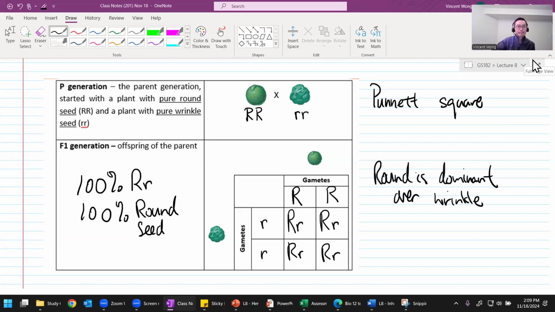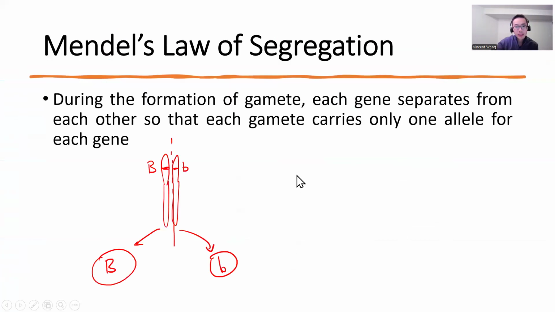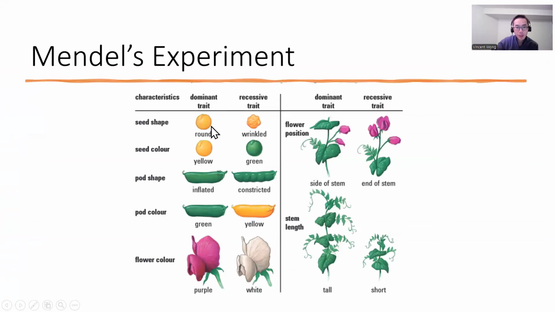Now, let's go back to this picture here. That's basically how he figured out what's dominant and what's recessive. So in another experiment, he probably took plants that always produce yellow seeds and crossed them with another plant that always produces green seeds. He found out in the first generation, when you cross a yellow and a green seed plant, you always get yellow seed. That means yellow is dominant.